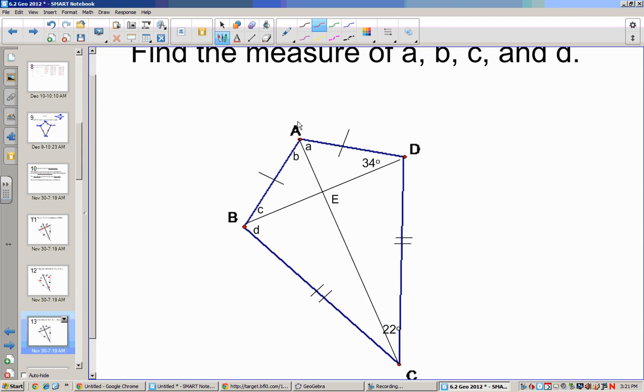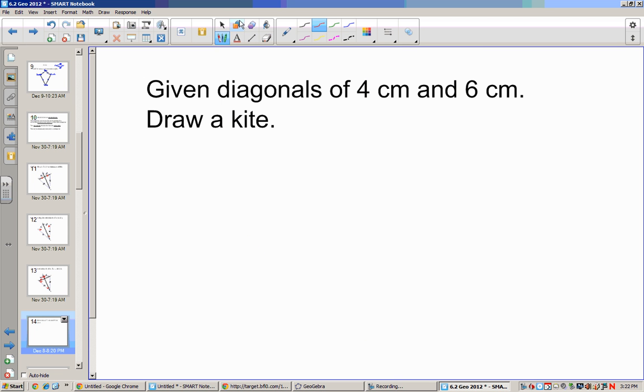On this one, the trick is to know that these cross at 90 degrees, and if that's the case, these all add up to 180, so 180 minus 90 minus 34 is going to be 56, and this is an angle bisector, so B is 56, and C would then be 34. Down here, this is 22 and 90, so this is going to be 68, because 90 plus 22 subtracted from 180 is 68.